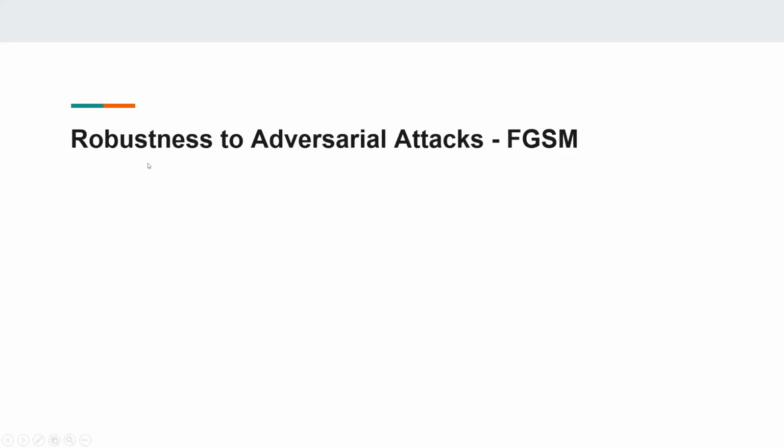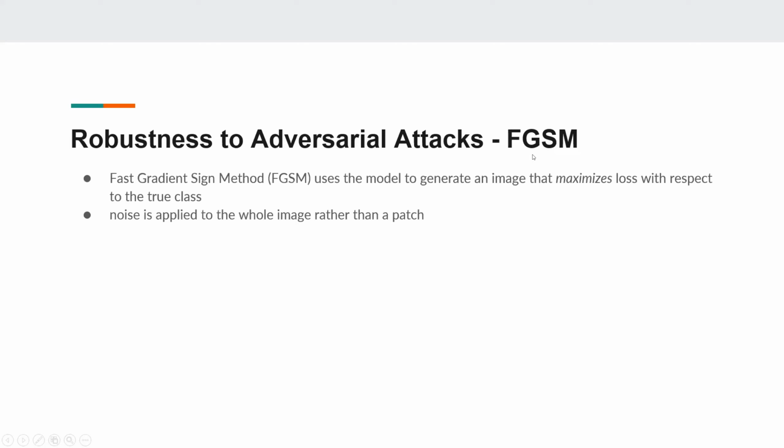Another type of attack that the authors evaluated was the FGSM. So this is the fast gradient sign method, used to generate an image, again, that maximizes loss with respect to the true class. In this case, noise is applied to the whole image rather than just a patch. And the change in pixel values is bounded for these attacks, and it is white box.